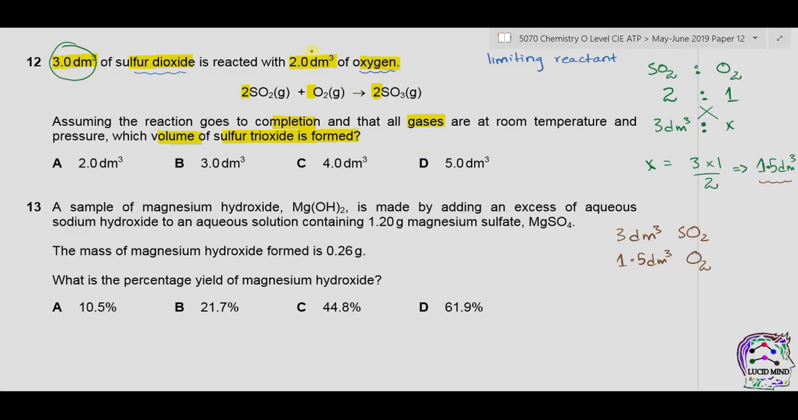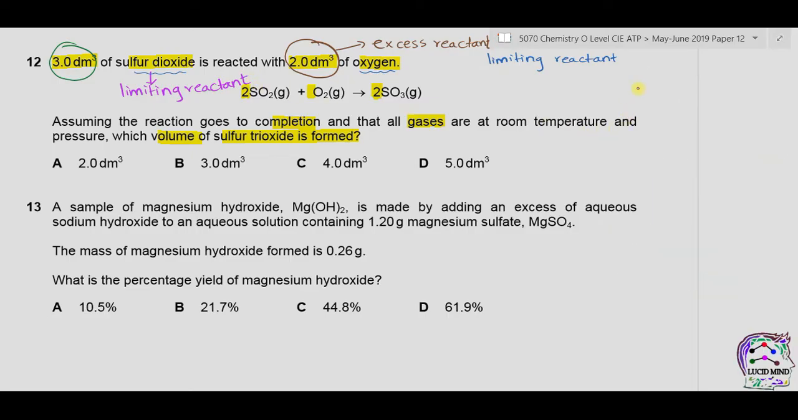While in the question we can see that 2 decimeter cube of oxygen was given, so therefore only 1.5 decimeter cube is consumed, so 0.5 decimeter cube will be left behind. So it means that oxygen is excess reactant. It is not limiting. So therefore sulfur dioxide is limiting reactant. So the product will depend on the volume of sulfur dioxide.